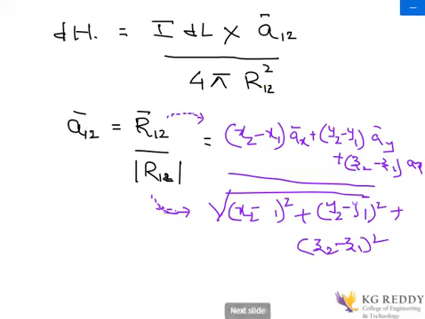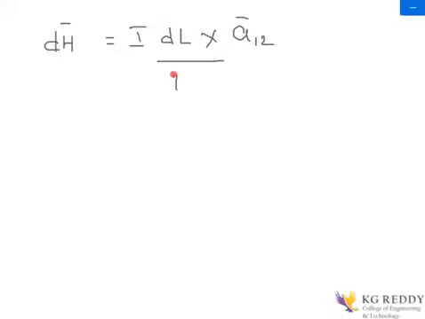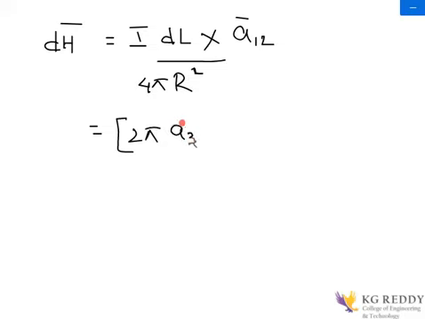So now I am rewriting that equation so that we can substitute all the values. So now dH bar can be given as I dl, a12 bar, divided by r square. So 4 pi r square. Now the equation becomes I into dl. What is I into dl? So already we know this I into dl is 2 pi az. This is what is given in the equation, right? So into a12. Now this is the question.